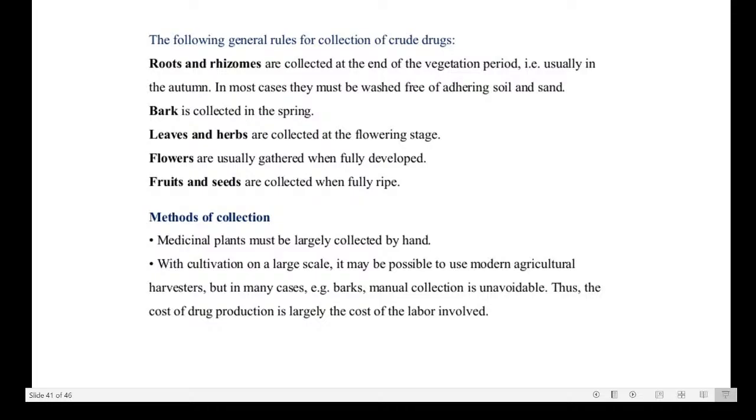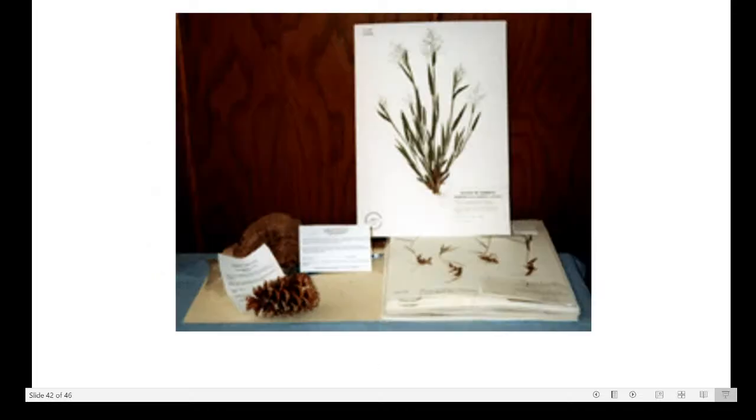Flowering means a fully developed flower; we have to collect the fully developed flower. Fruits and seeds, only fully ripe ones we have to collect. The method of collection is normally by hand with gloves. In cultivation, we harvest the whole and can collect the material from the whole harvesting land.